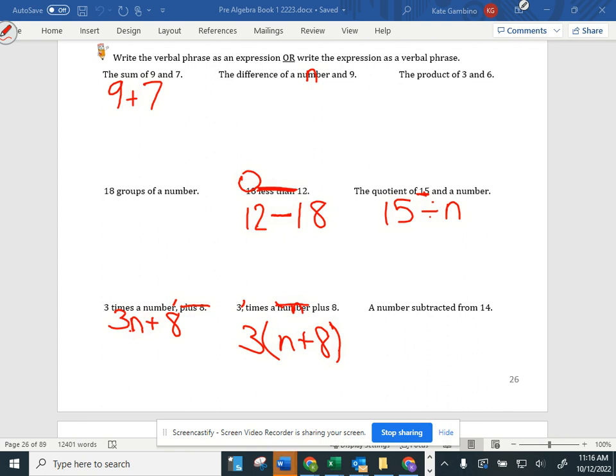What's another way I could write that? This time I'll call on you, Hugo. What's another way I could write it? Do you know? Audrey: 15 over n. Oh, yeah, there we go. 15 over n. We know our fraction bar means divide. On Khan Academy, they're not giving you the division symbol. They're giving you the fraction bar.